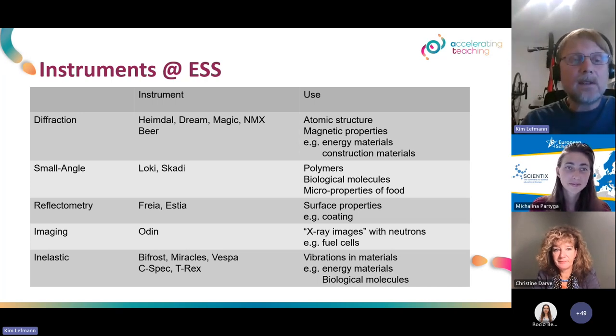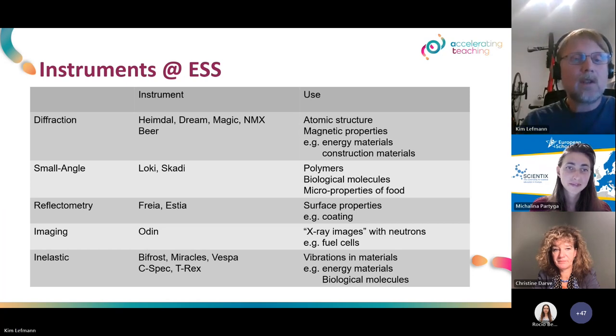ESS is a source of neutrons, and with this source of neutrons, you can measure with different instruments. Some people call them beam lines, but I prefer the word instrument. This is a measurement station. There will be initially 15 instrument stations at the ESS, and they come in five different classes.